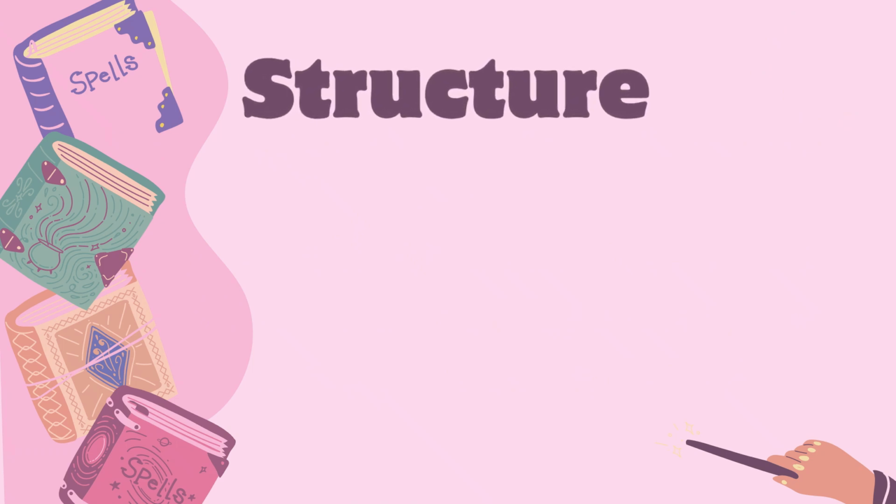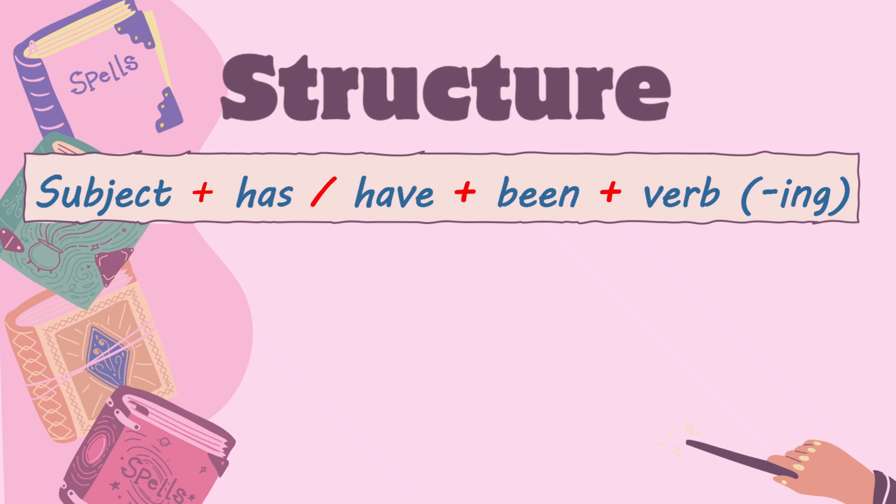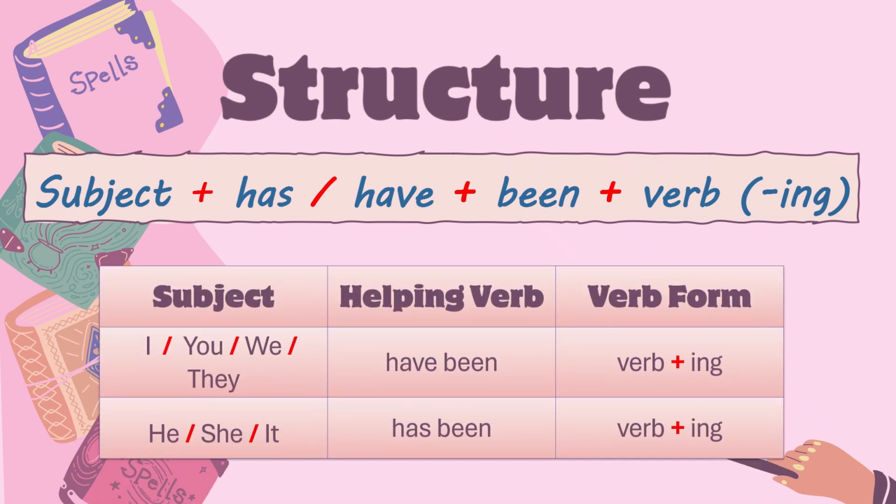If we talk about its structure, it has a subject, a be verb have or has, the be verb been, and a gerund, meaning the fourth form of the verb. With the subjects I, you, we, and they, we use the helping verb have been plus the gerund. With the subjects he, she, and it, we use has been plus the gerund.